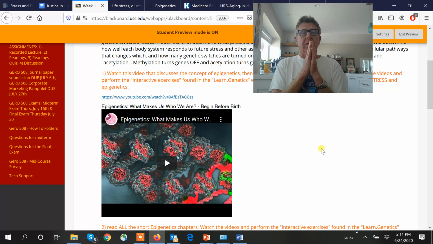So the way it works, we all have 23 chromosomes. The DNA, one copy from mom, one copy from dad. They're slightly different recipes for making the same cake. So it's a cookbook, with 23 chapters.